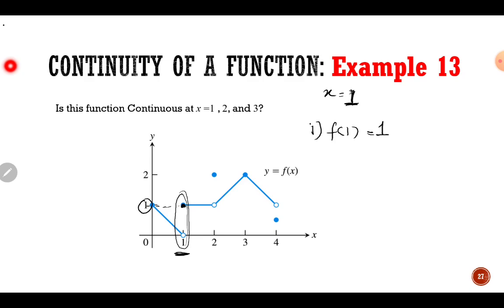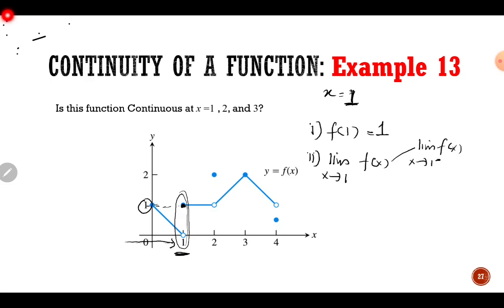Okay, then what is the next step? Okay, function tu define. Bukan tak define, dia define. Because ada lubang hitam dekat x equals to 1 over there. Alright, the second one is limit f(x) as x approaching 1. So for this case, you have to consider both cases. First case is limit f(x) as x approaching 1 from the left. Okay, from the left, mana arah kiri? So datang dari arah kiri, check apa value of f(x) as x approaching 1 from the left.